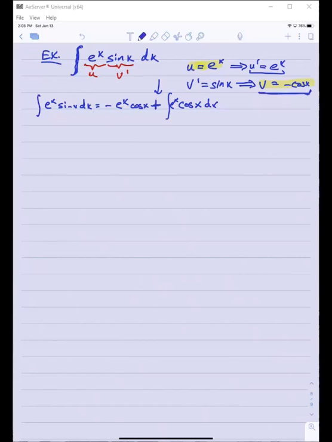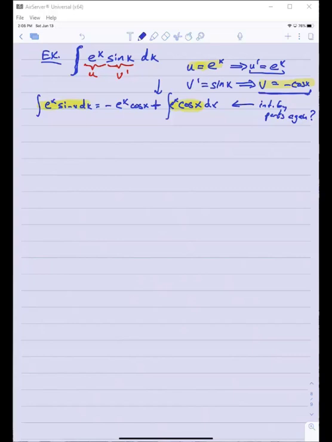Okay, now, have we gained anything? The answer is, well, it doesn't appear so. I've traded out the integral of e to the x sine x for the integral of e to the x cosine x. In other words, this integration by parts process changed this integral into an expression that involves this integral. And I don't seem to have gotten anywhere. All right, when that happens, here's something you can try, and this will often work. What happens if I try integration by parts again?